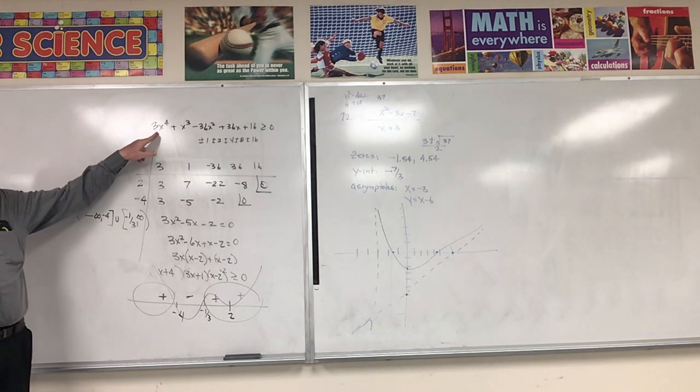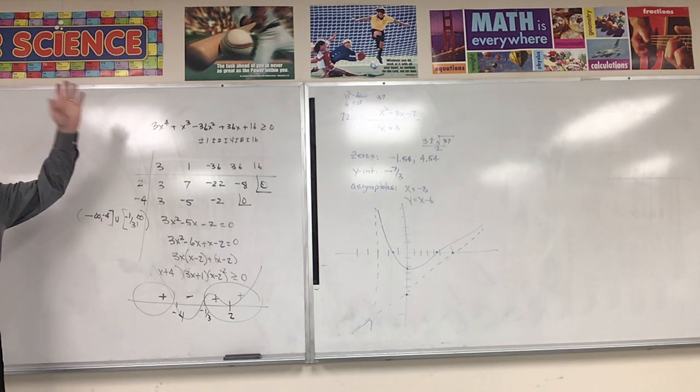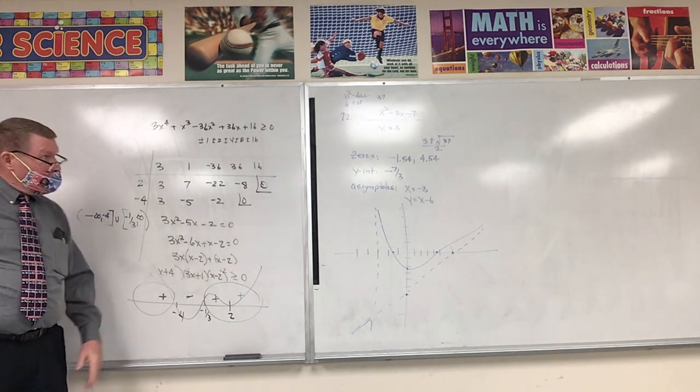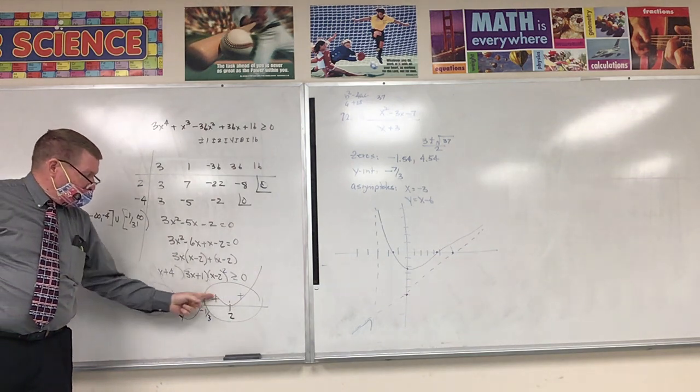Because there's x to the 4th, my end behaviors are up and up, so they're both up and up. 3 turning points, 1, 2, 3 turning points.